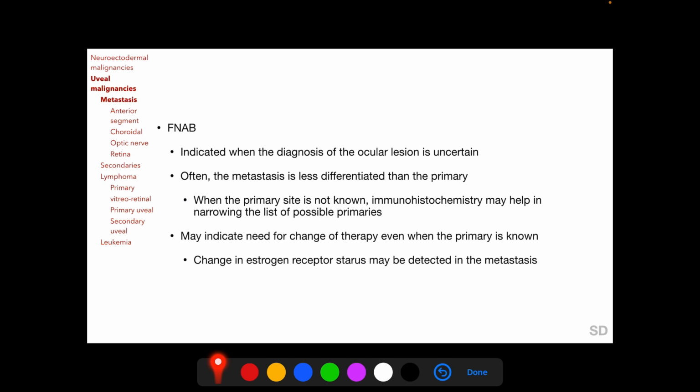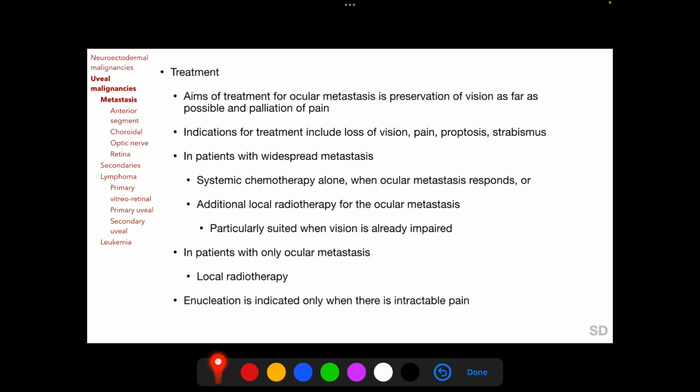And on the FNAB specimen, the metastasis is often found to be less differentiated than the primary, and when the primary site is not known, immunohistochemistry on the FNAB specimen may help in narrowing the list of possible primaries. And the diagnostic results on the FNAB specimen may indicate need for change of therapy even when the primary lesion is known. Aims of treatment for ocular metastasis is preservation of vision as far as possible and palliation of pain.